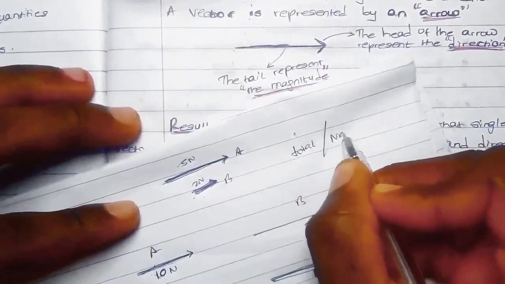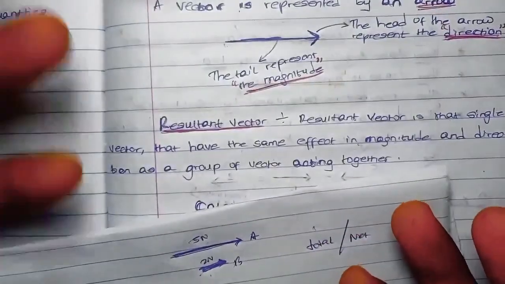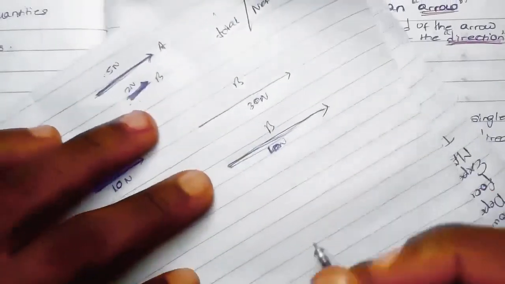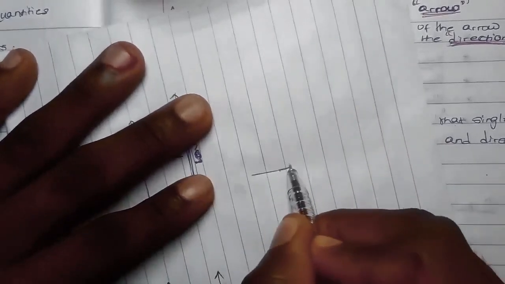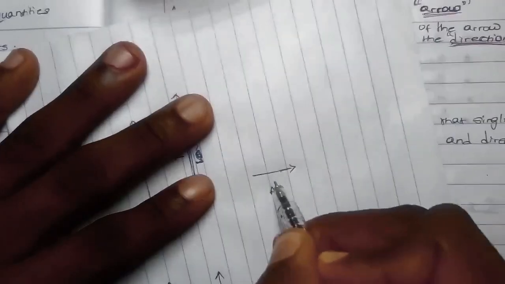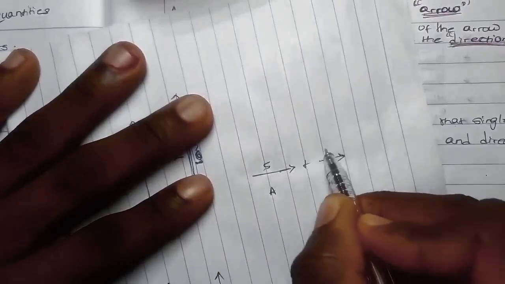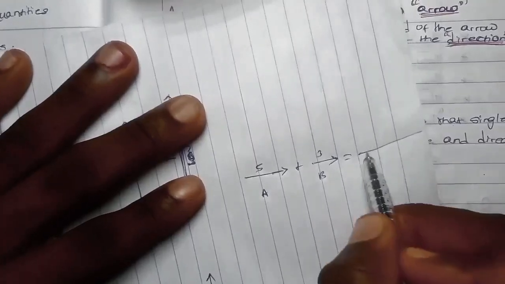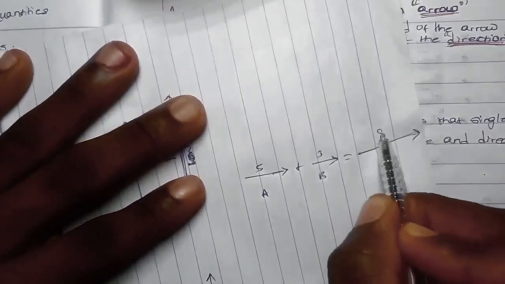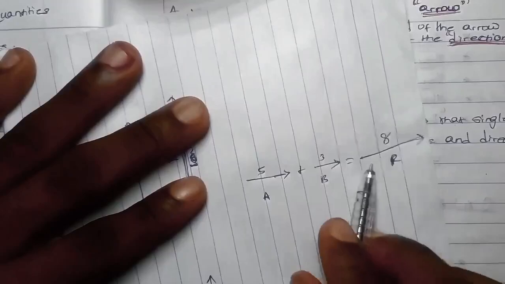Resultant vector just means total or what? Net. For example, let's say I combine two vectors. Let's say vector A has a magnitude of 5 and vector B has a magnitude of 3. The total one is known as what? The resultant vector.